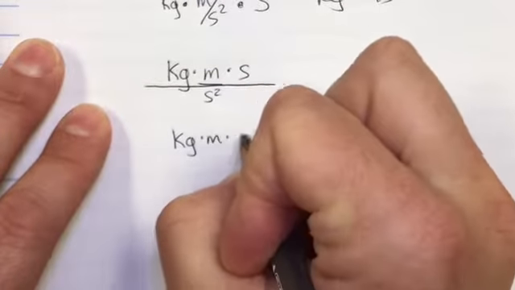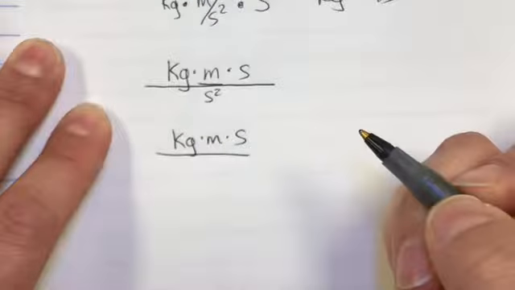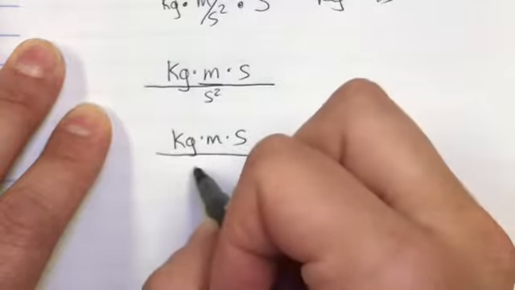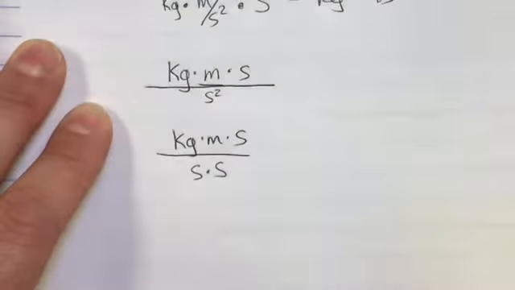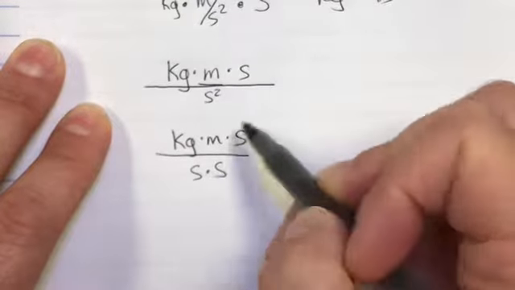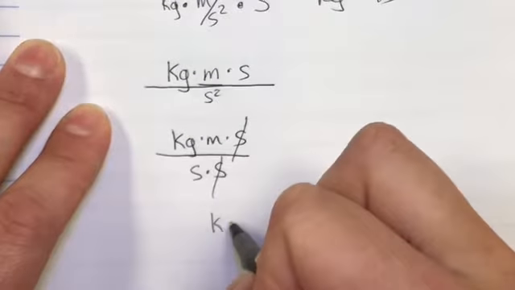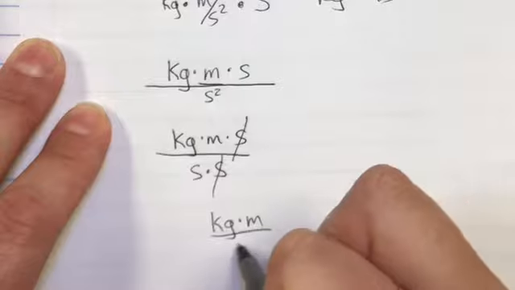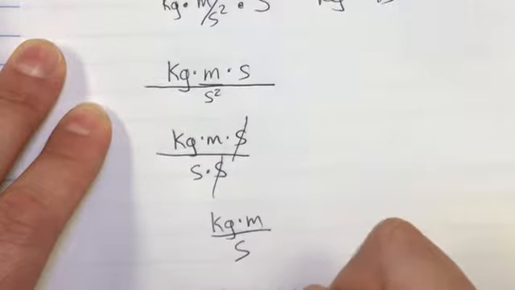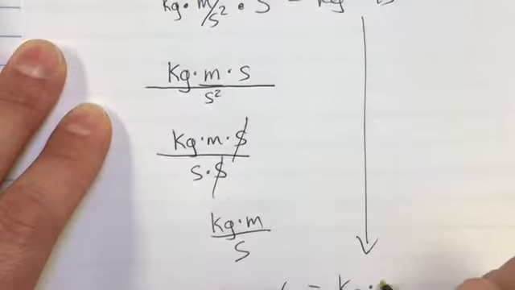Now, watch what I'm going to do next. Kilograms times meters per second, times meters times seconds, divided by, what's seconds squared mean? And we multiply what by what? Seconds multiplied by seconds, right? Now if I have s in the numerator and s in the denominator, they cancel each other out. So now we have kilograms times meters over seconds. And again, I can rearrange that as kilograms times meters per second, which is equal to kilograms times meters per second.